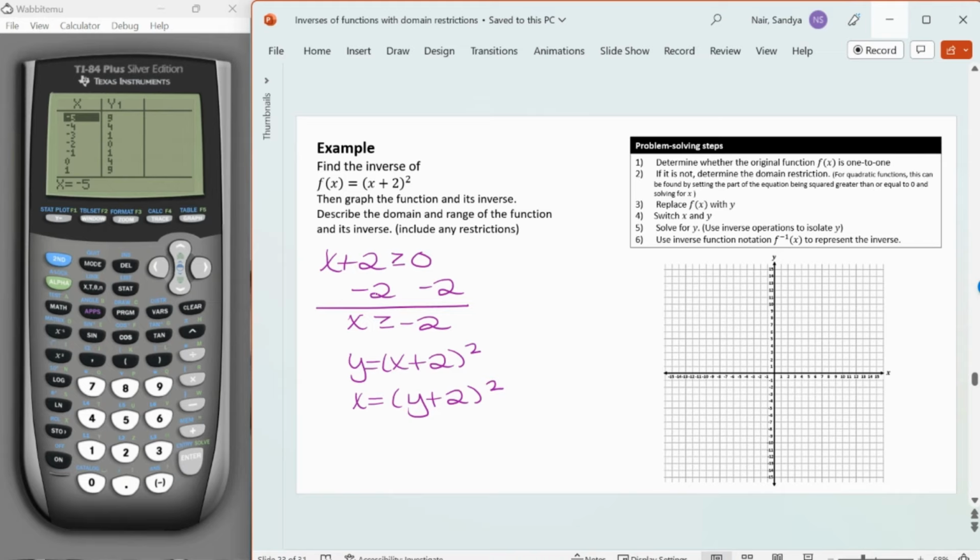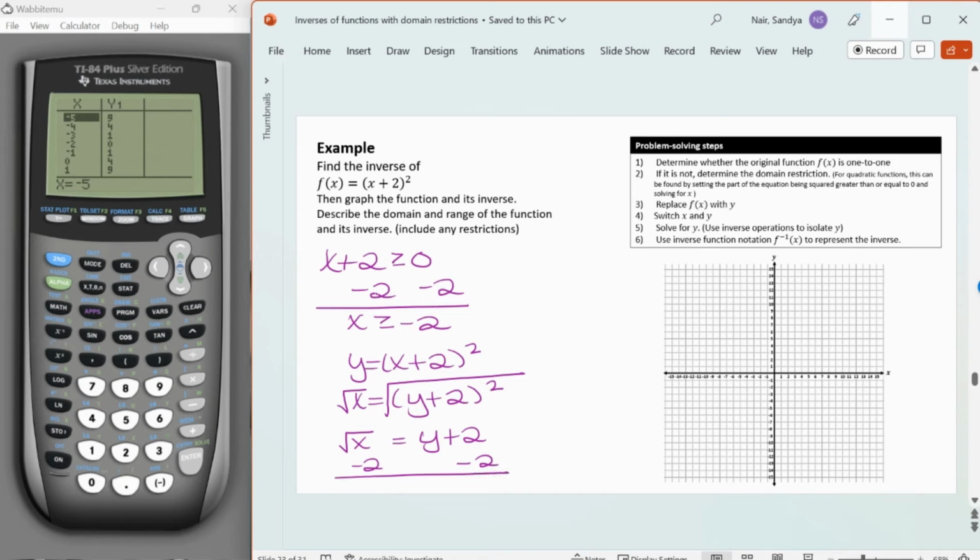So to solve this for y, remember I need to work my way from the outside in. So I need to start off by taking the square root of both sides so that I can undo that squared. So I have the square root of x equals, and then that squared and square root cancel each other out, so I have y plus 2. Now I need to subtract 2 from both sides, but remember that minus 2 is going to stay outside the square root, right?